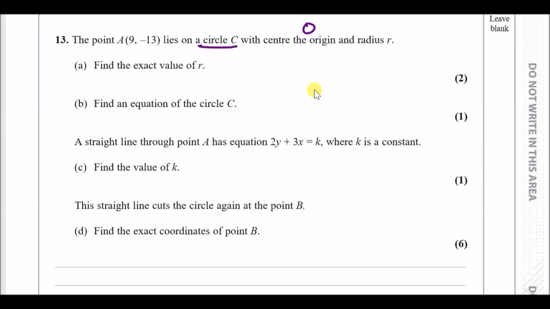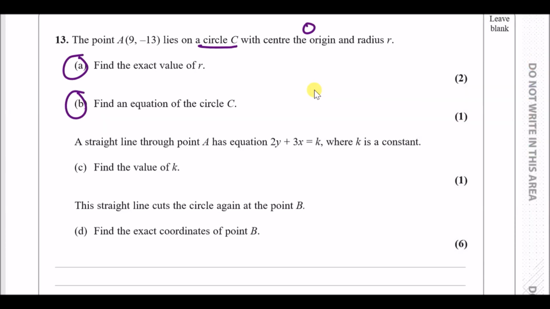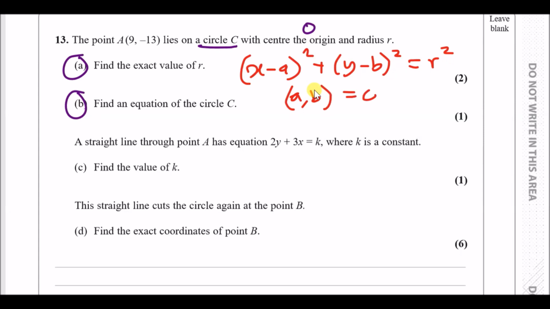For these kinds of questions, and this involves part A and part B, which is find the equation of a circle, the best thing you should do is always write down the equation of a circle first, the general form. So the general form is always (x minus a) all squared plus (y minus b) all squared equals the radius squared, where a and b are the center of the circle, yeah? Center of circle C.